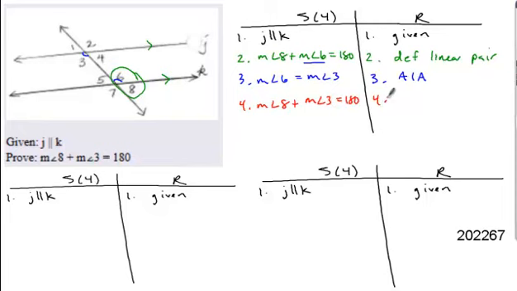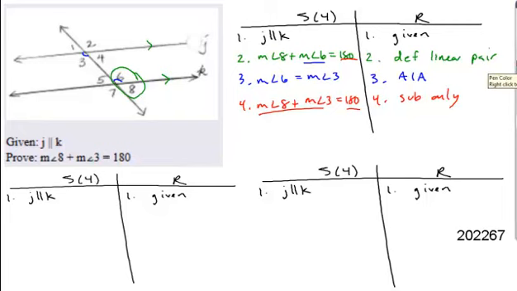and what justifies this statement? This is sub only, right? When we look at these two elements, we have 180 in our proof earlier, but we do not have angle 8 plus angle 3 anywhere earlier in the proof, so it has to be substitution only.